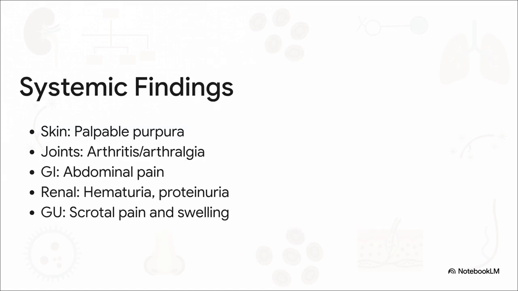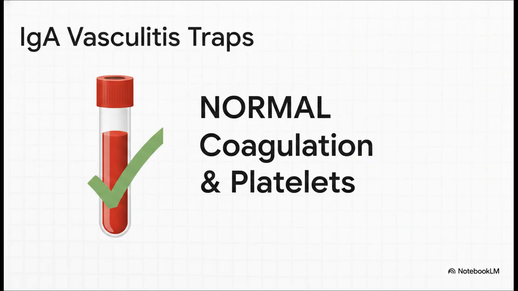Beyond the skin, you've got to screen for the classic systemic tetrad: the rash, arthralgias or arthritis, severe abdominal pain, and renal disease that looks identical to IgA nephropathy. You should also check for scrotal swelling and pain, which is especially common in younger patients. Watch out for these specific exam traps. Despite the purpura, platelet counts and coagulation studies will be strictly normal.